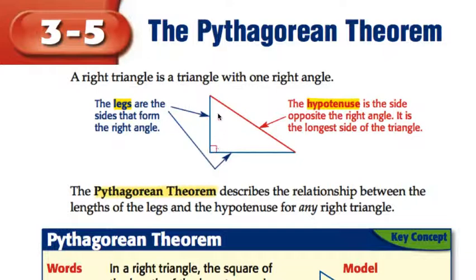That right angle is always opposite the longest side, and that longest side is called the hypotenuse. The other two sides of the triangle are called legs. Okay, so the two shorter sides are called the legs. The longest side is the hypotenuse, and the hypotenuse is always opposite the right angle.